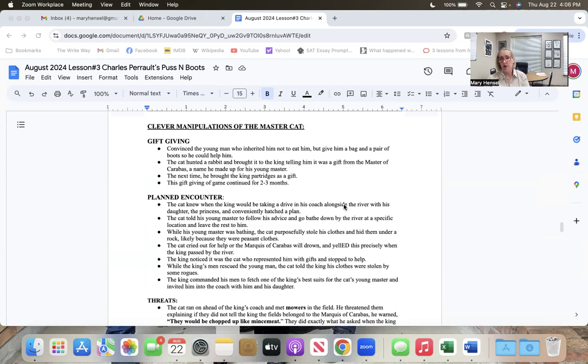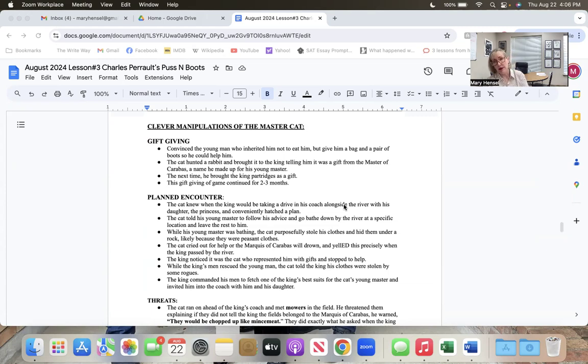The cat convinced the young man who inherited him not to eat him, and the young man gave him a bag and a pair of boots so he could help him. The cat knew that appearance mattered, and he wanted to dress and look the part. This was to impress the king. The cat hunted a rabbit, brought it to the king, telling him it was a gift from the master of Carabas, a name he made up for his young master.